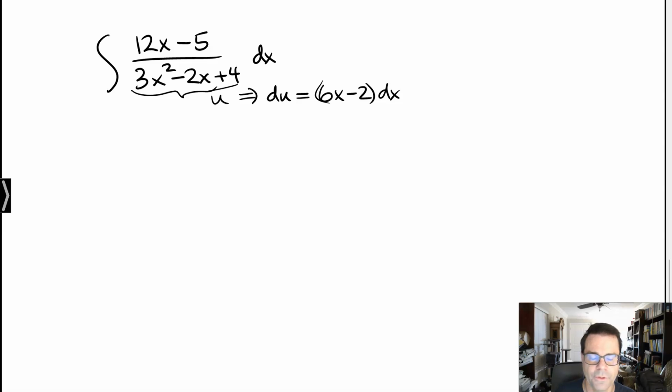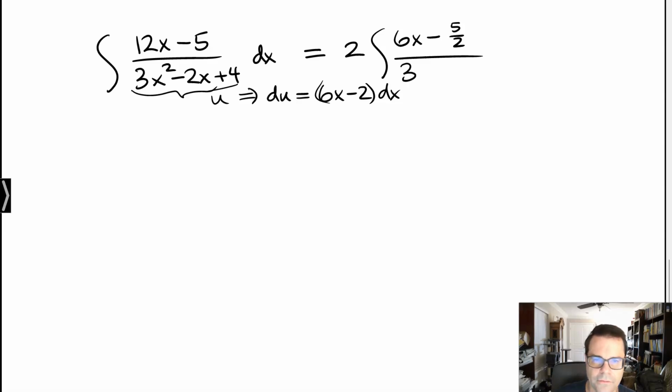So in the previous one, what I ended up having to do was multiply by 2 and then divide by 2. I guess here you could say that I'm multiplying by 6 and dividing by 6. But in any case, I know I want it to be 6. So I'll just take out a 2 and then I'll leave 6 left over. So 2 times the integral of 6x minus 5/2 over this.